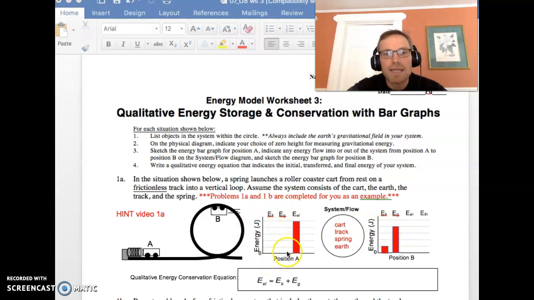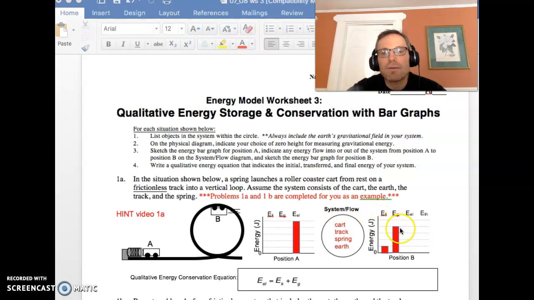Position A is like the initial state, and where's the energy? Well, it is all tied up in the spring, and that would be elastic energy. So we decide how high to make this bar for elastic energy. Now, this was decided to have it go up to 5 bars, and that's fine. We have all the energy in elastic energy, so we make our bar like that.